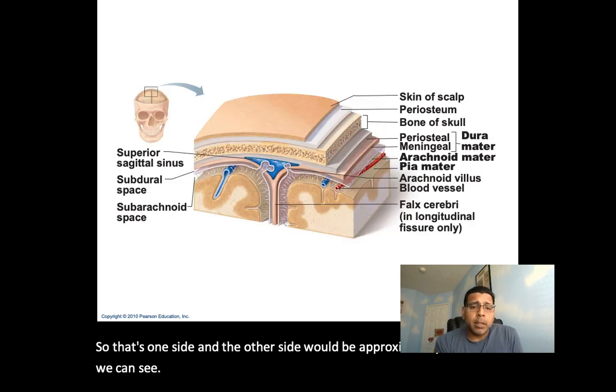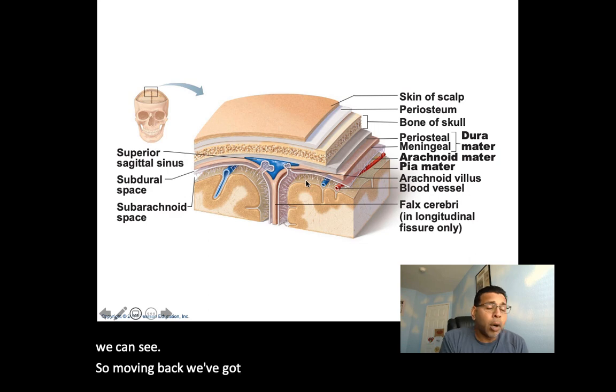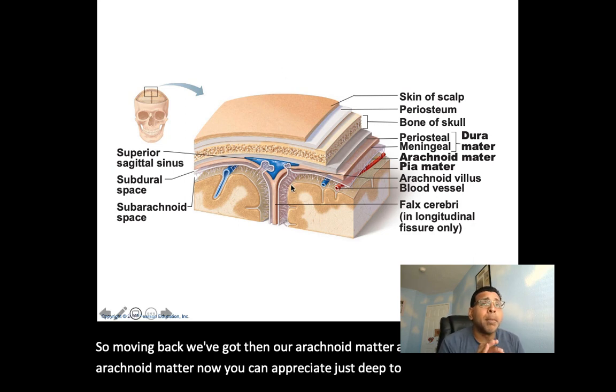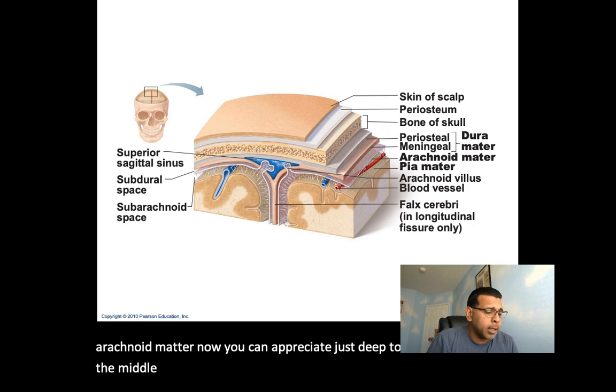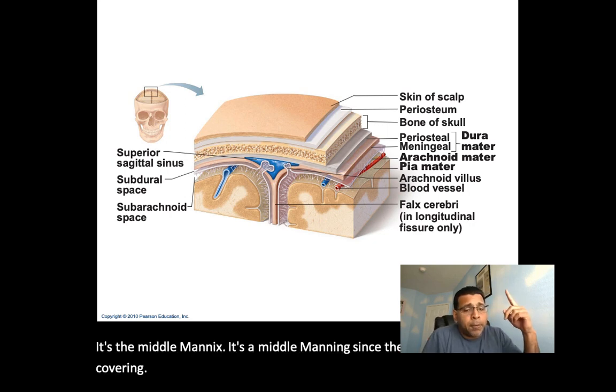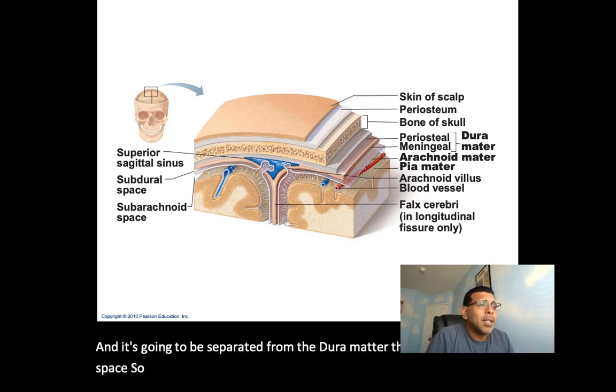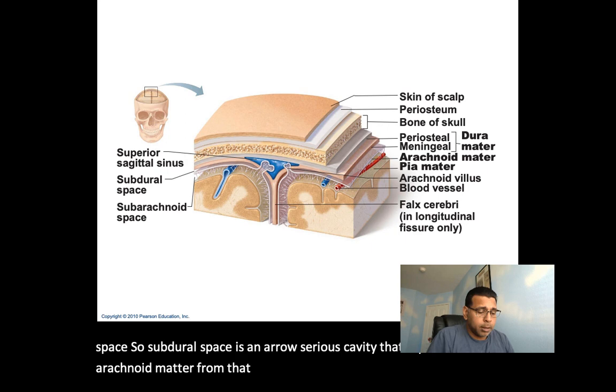So moving back, we've got our arachnoid mater. Now, arachnoid mater, you can appreciate just deep to the dura mater. It's the middle meninx. It's a loose brain covering. And it's separated from the dura mater thanks to the subdural space. The subdural space is a narrow serous cavity that separates the arachnoid mater from the dura mater.